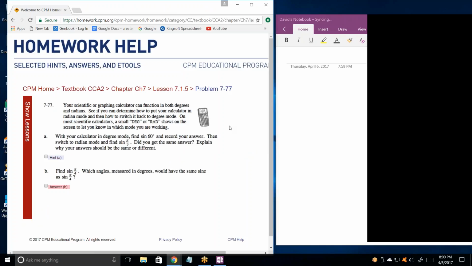Did you try their experiment? What kind of calculator do you have? 84. Okay, that's pretty easy to switch back and forth between degrees and radians. You know how to do it? Yeah. Okay.